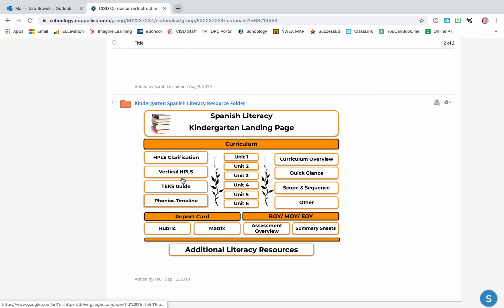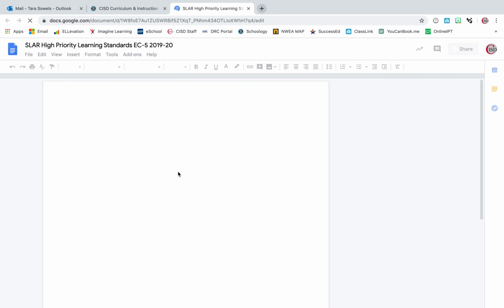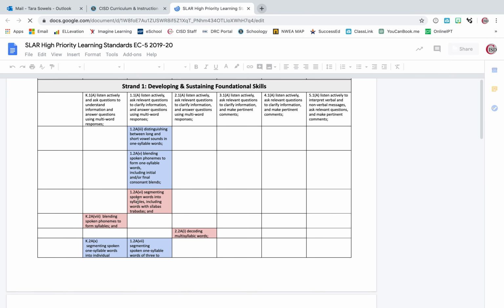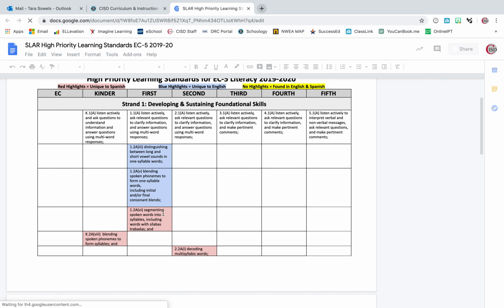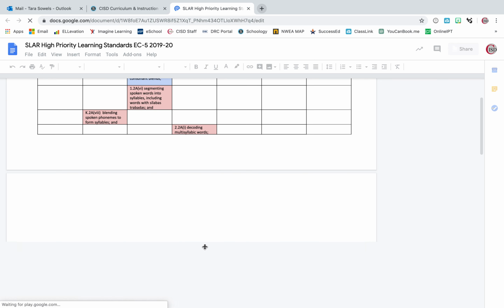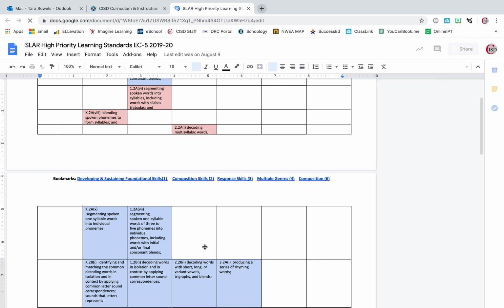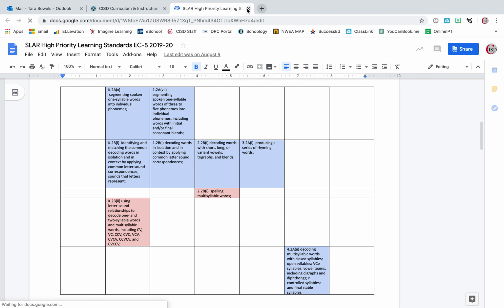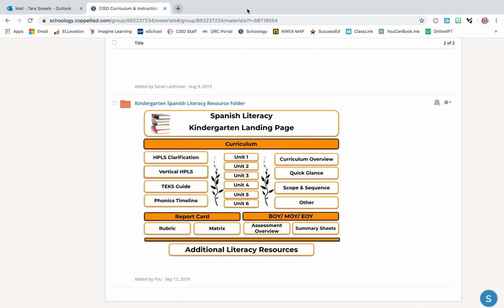And then also on this page, we have the vertical HPLS, so the vertically aligned high priority learning standards as it relates to Spanish language arts. So you can see how this high priority learning standard changes in first and then again changes in second, if they're related or not. Sometimes they are, sometimes they're not. For example, here, using letter sound relationships to decode, and then eventually spelling multisyllabic words. So you can see some of the progression there. And that's the vertical HPLS.